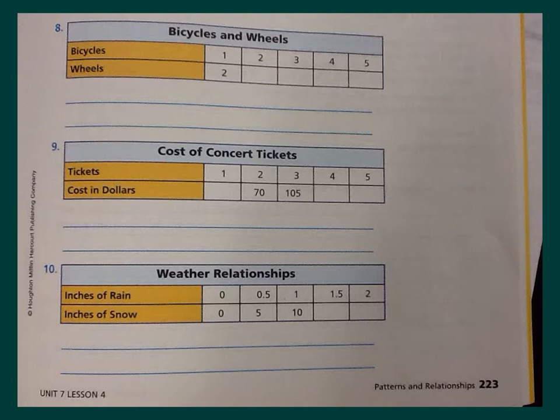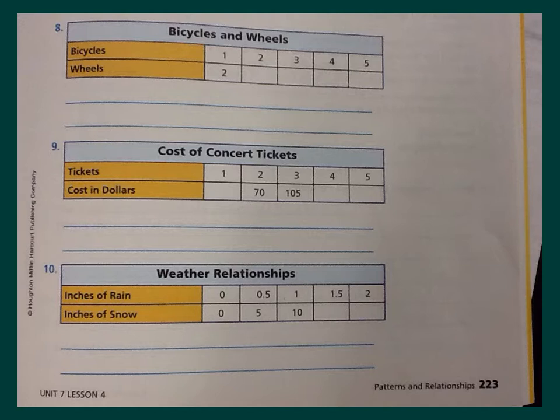Sometimes we might see these patterns and relationships in charts that give us information where we need to be able to compare how one thing is connected to another. So there are 3 examples here on the screen. In the first example, we're looking at how the number of bicycles is compared to the number of wheels we would find. So if we have 1 bicycle, we would find 2 wheels.